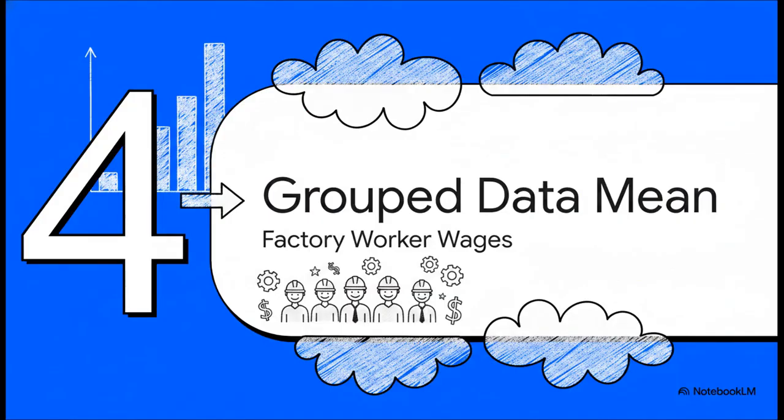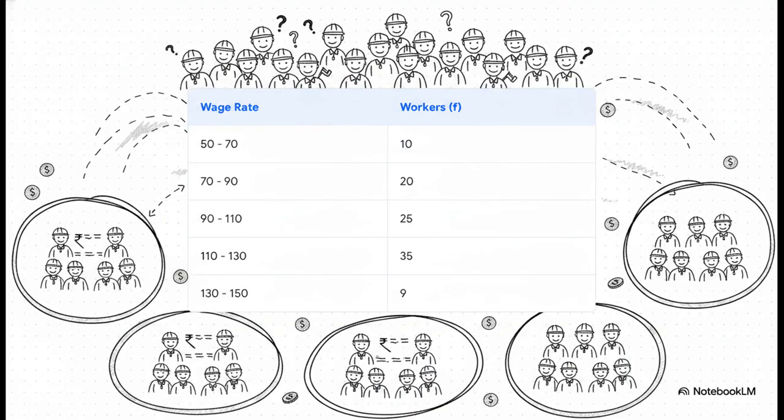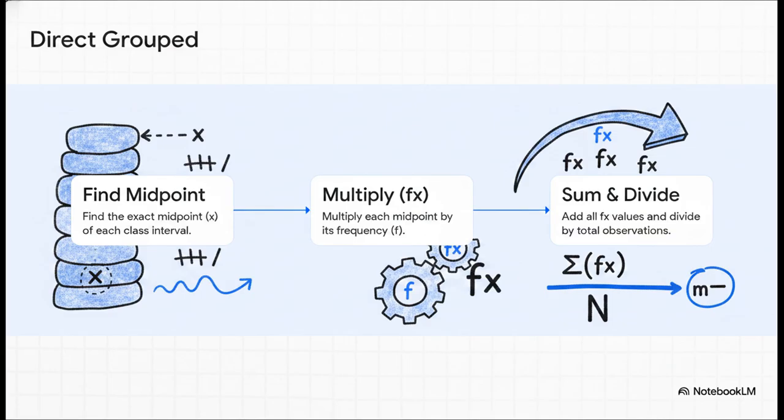Section 4. Mean of grouped data. Factory worker wages. Now, what happens when our data sets are so incredibly huge that individual values lose their specific identity and just get lumped into broad frequency distributions? Well, here's our new real-world anchor. We have 99 factory workers, but we don't know exactly what each individual person makes. Instead, they're grouped into 5 wage rate classes. For example, we know 10 workers make somewhere between 50 and 70 rupees a day, but we don't know if they make exactly 51 or 69. Their individual values have essentially lost their identity.